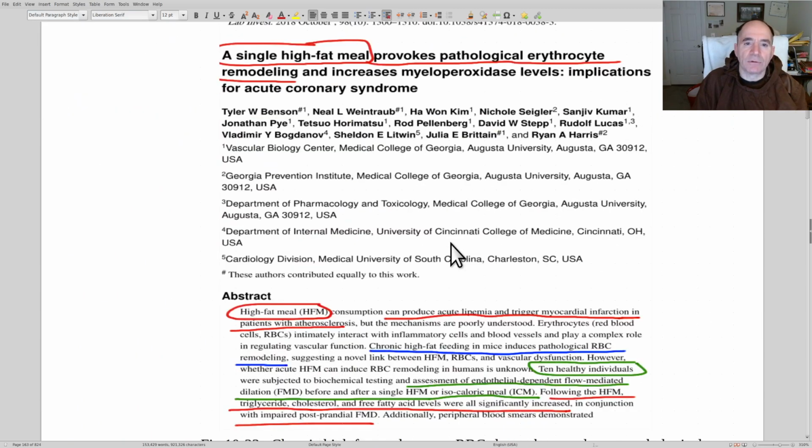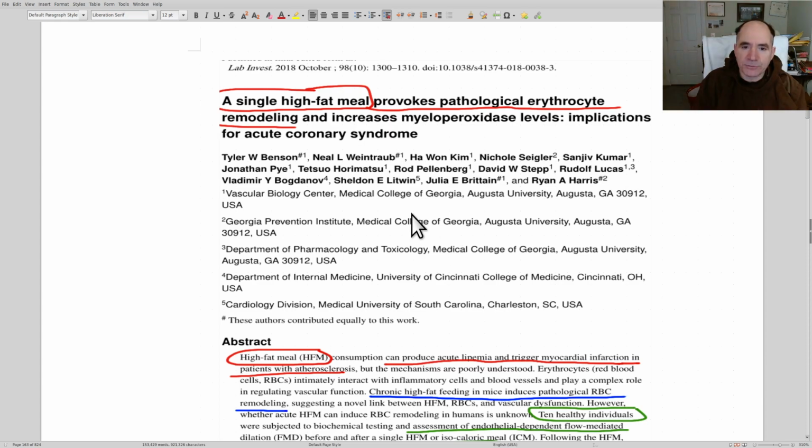Okay, here's just some paper talking about some of the problems with high-fat diets. This is showing a single high-fat meal provokes pathological erythrocyte, that means red blood cell, remodeling, like we were talking about. It increases myeloperoxidase levels in the blood, and this could have a negative effect for acute coronary outcomes. A high-fat meal can produce acute lipemia, high fat in the blood, and this can cause myocardial infarction in patients with atherosclerosis. Chronic high-fat feeding in mice induces pathological RBC remodeling. It will change the shape of a red blood cell. Ten healthy individuals, assessment of flow needed.